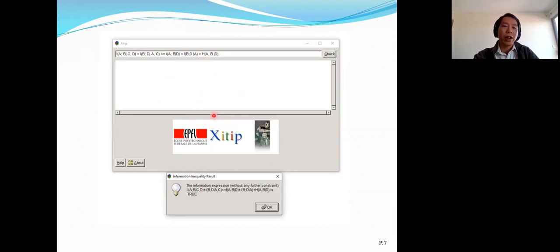If we do this, very likely we may receive a review comment saying that we need to further elaborate this step, because it is not very clear how we can verify or how we can see this inequality is true.